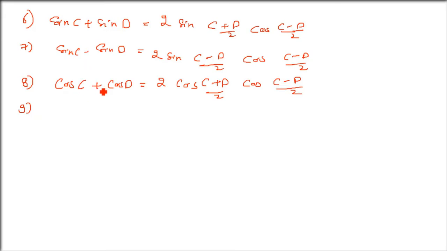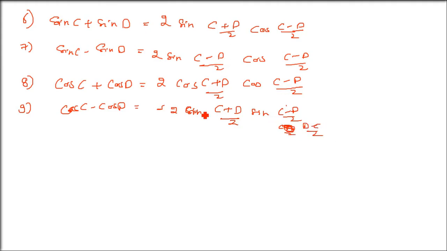And the other one is cos c minus cos d, and this is going to be minus 2 sin((c plus d)/2) sin((c minus d)/2). This negative can be taken inside because sin(minus theta) is minus sin theta. So you can always write it as 2 sin((c plus d)/2) sin((d minus c)/2).